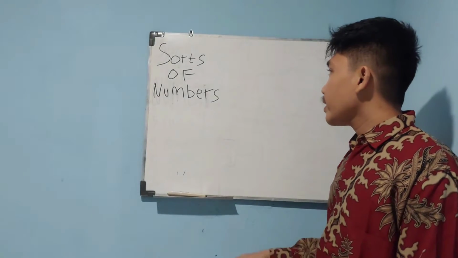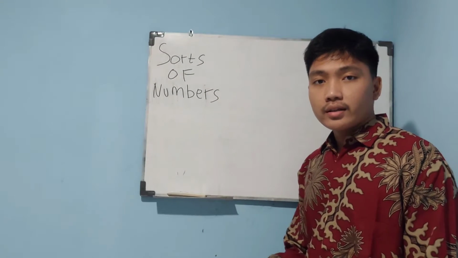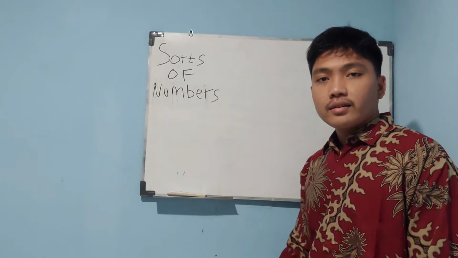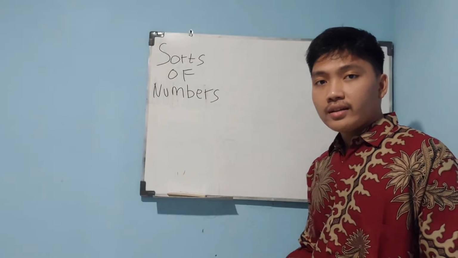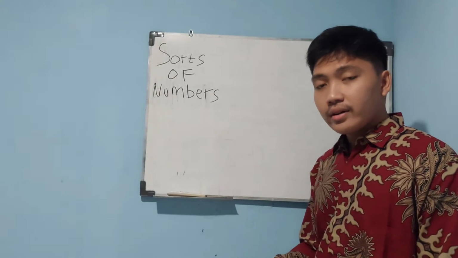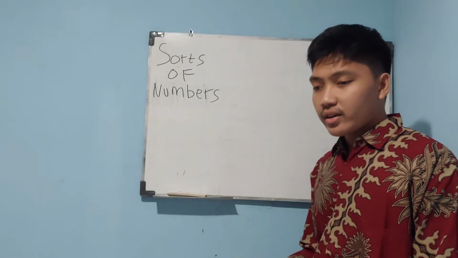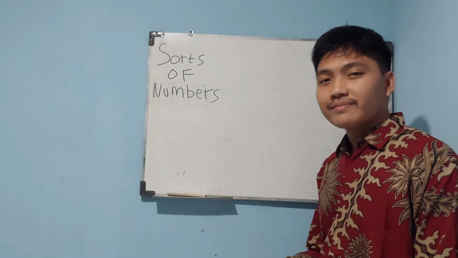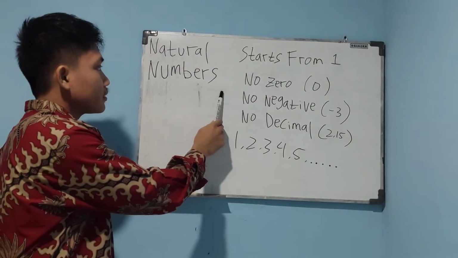So the first topic is sorts of numbers. Before we start the topic, maybe I'm gonna tell you about types of number. There are so many: natural numbers, whole numbers, integers, fractions, and so on. So let's get started. The first one is natural numbers.